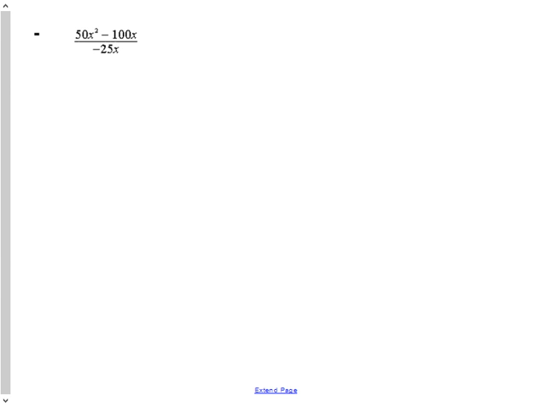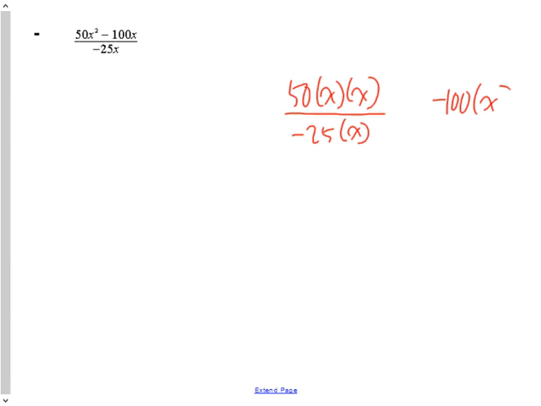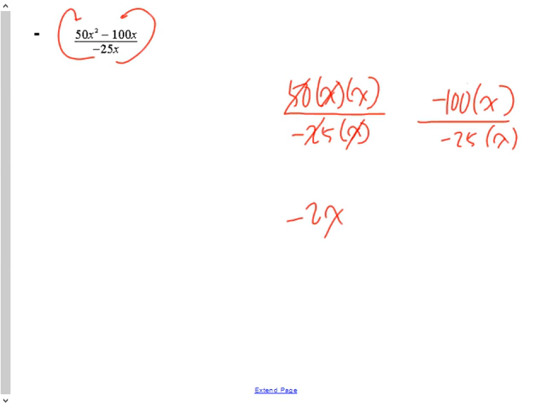Your next question is division. So 50 times x is 50x squared, divided by negative 25 times x, and then negative 100 times x divided by negative 25 times x, because we need to use distributive property for division. This will give me a negative 2x. This will give me a positive 4, and just a positive 4. So the solution for this question, when simplified, would be negative 2x plus 4, not minus 4.